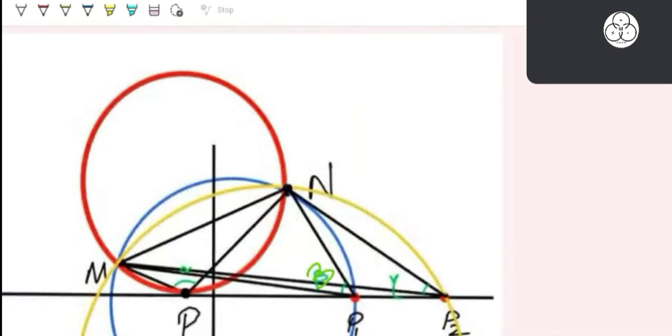Let's go back to this diagram. The first question that comes to my mind is, where does the center of this circle actually lie? MN is a chord of a circle, and we know that the perpendicular bisector of a chord of a circle passes through the center. So can we say that the center lies on the perpendicular bisector of MN? This is concept 2.